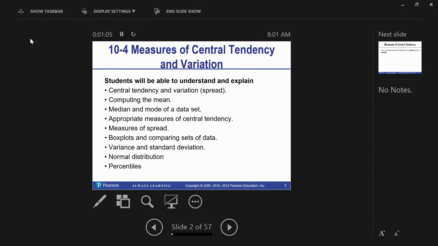Okay, so we are looking at measures of central tendency and variation today. So when we're through with this lesson, you're going to be able to understand and explain central tendency and variation, which just tells us our spread in the data. You're going to be able to compute the mean, median, and mode of a data set, and then find appropriate measures of central tendency. We'll look at measures of spread, and then a graph called a box plot, and comparing sets of data with box plot. We'll look at variance and standard deviation, and then normal distribution and percentiles.